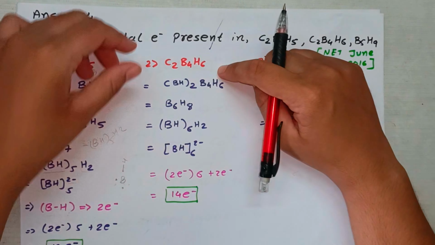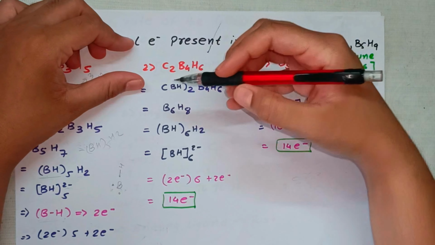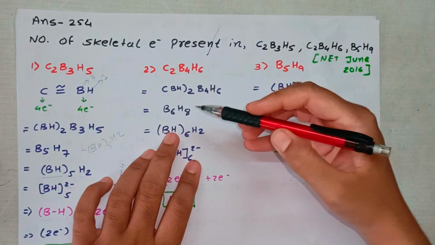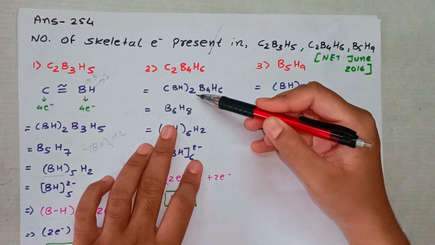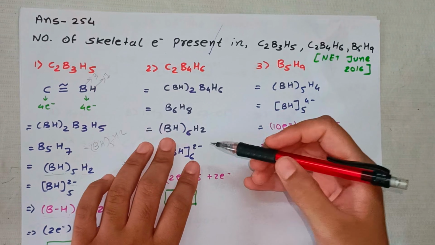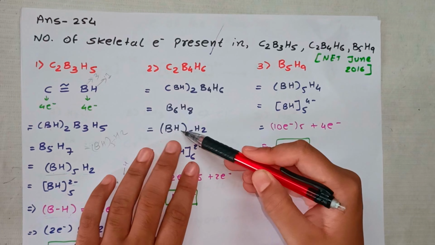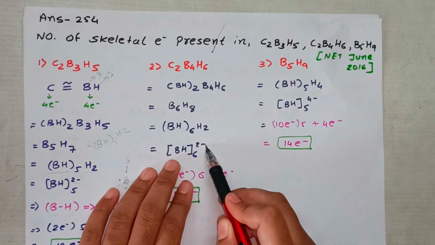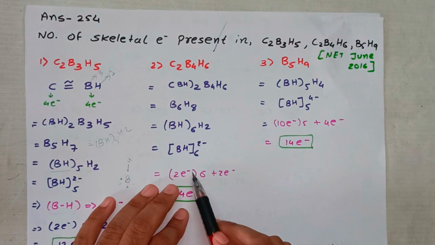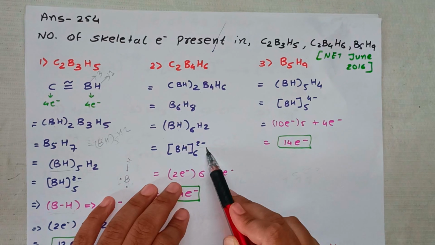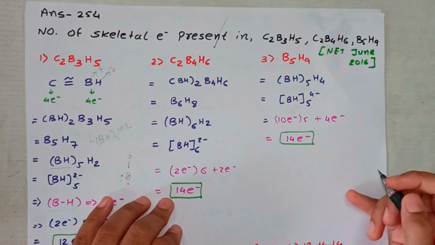Now for the second molecule, here C2, so BH twice, B4H6. Now the total boron is 2 plus 4, 6, and hydrogen is 2 plus 6, 8. So BH6, H2. Now BH6 2 minus, and the total electrons from boron is 2 electrons into 6 plus 2 electrons. So this is 14 electrons.